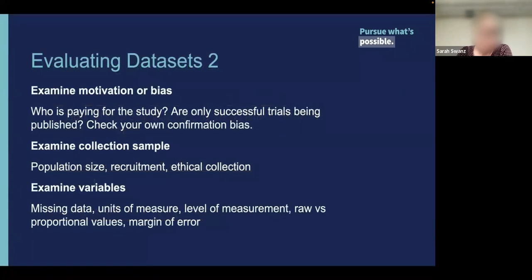So you found an authoritative source, you've reviewed the data documentation. What are you looking for in that data documentation? Well, look at the motivation and bias of the researchers. Who's paying for the study? Is this Coca-Cola paying for taste tests between Coke and Pepsi? Are only successful trials being published? What about the null results? Are those getting published?